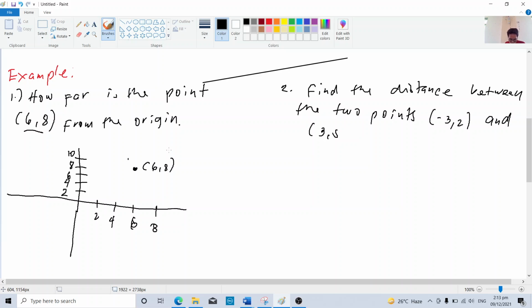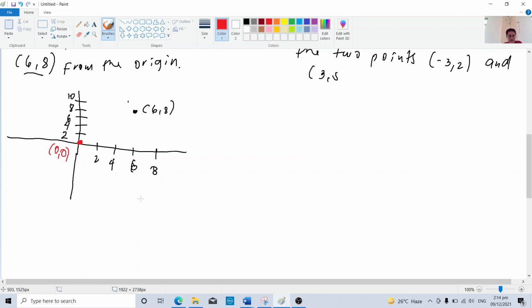Paano natin makukuha yung distance niyan kapag iisa lang yung point na binigay? Basahin ulit: how far is the point (6, 8) from the origin? Asa ba yung origin? Diba nandito yung origin? And ano ba ang point ng origin? Diba meron tayong (0, 0). Kaya meron tayong isa pang point.